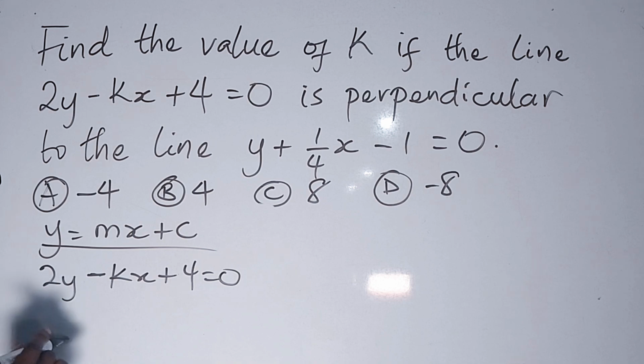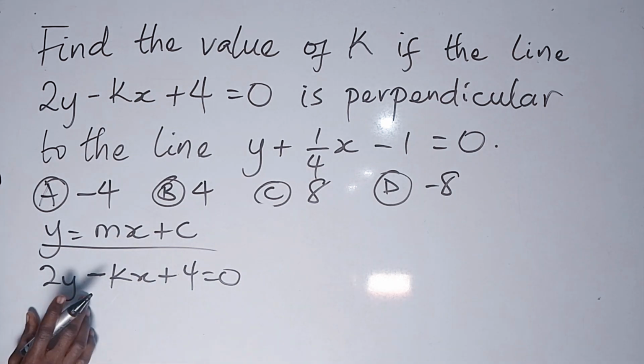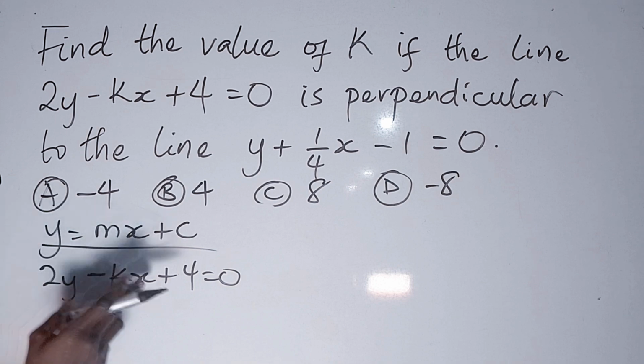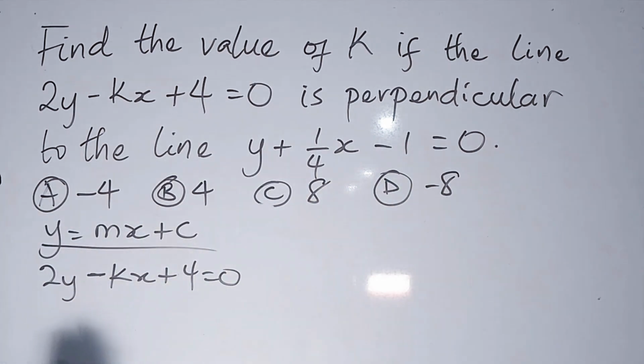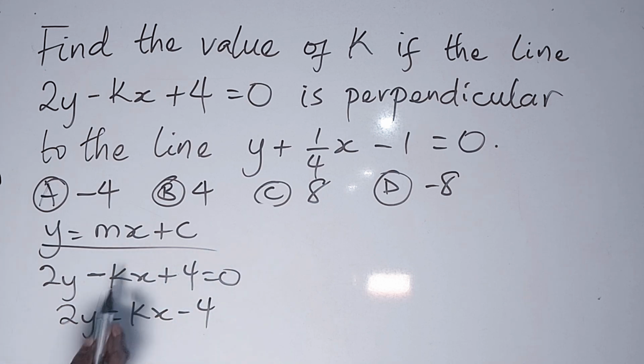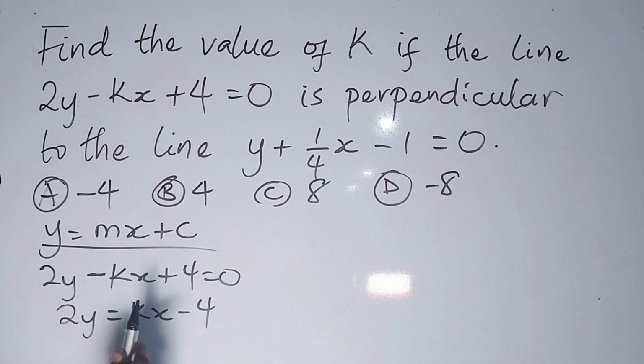let everything here come to the other side and leave our 2y, because we want an expression for y. We want something that looks like y is equal to something. So we have 2y equals kx minus 4. Because when these terms cross the equality sign, the minus becomes plus, and the plus becomes minus.